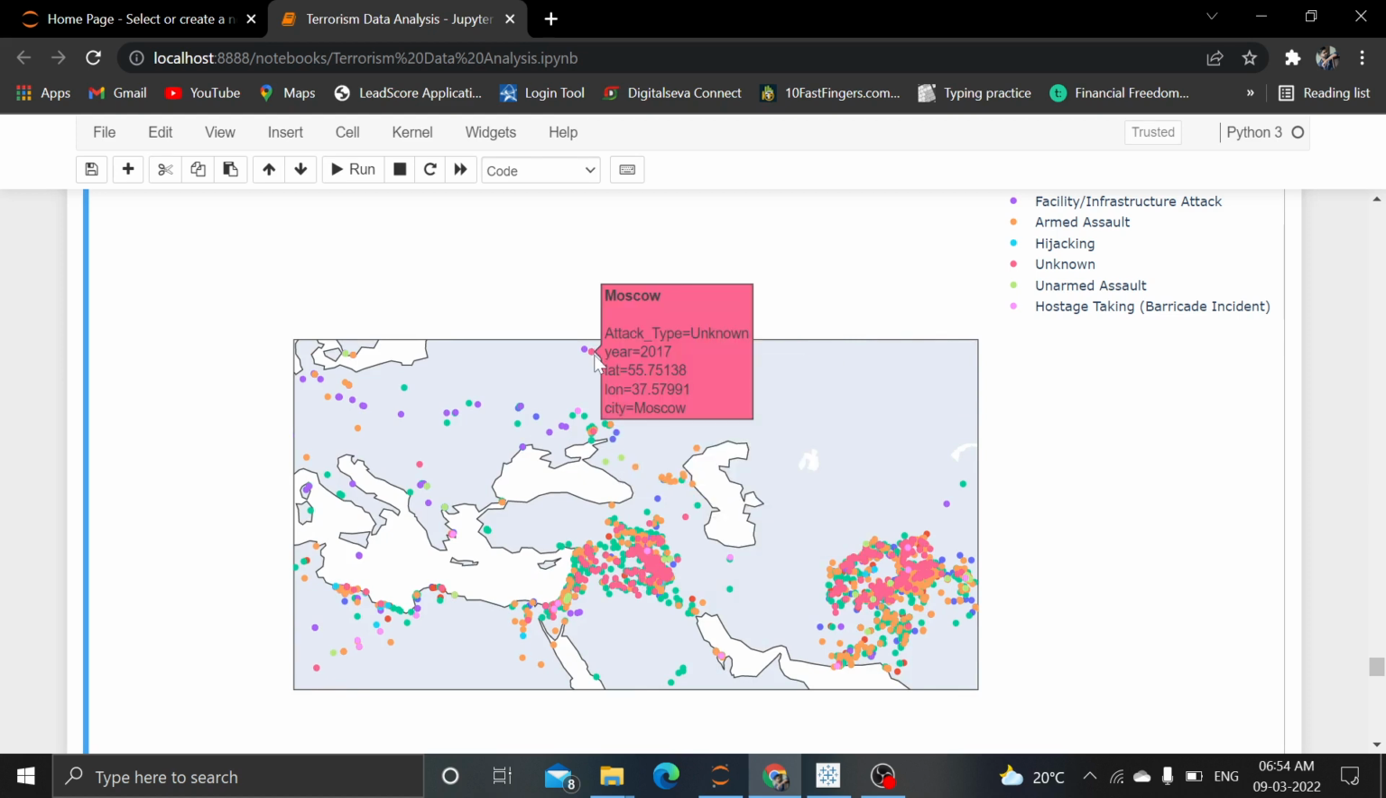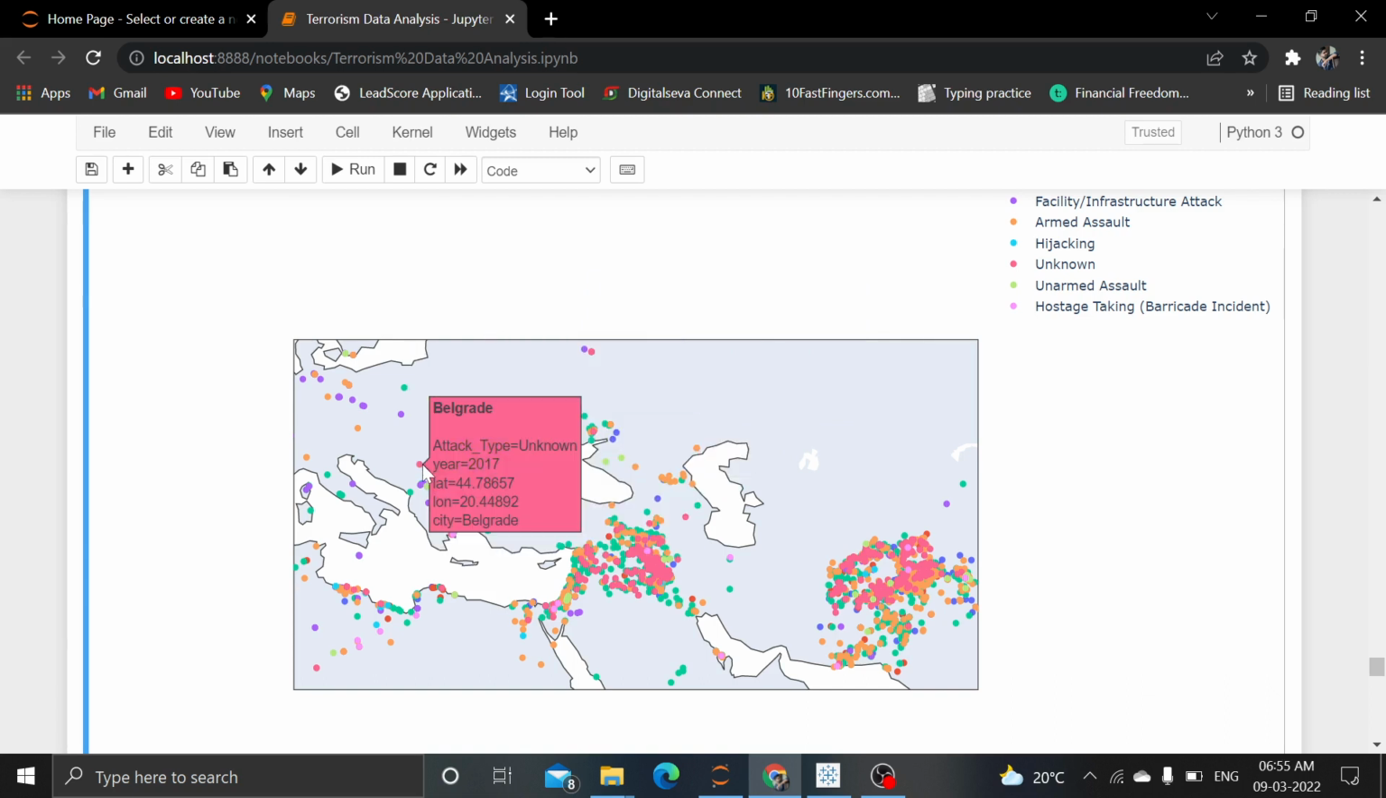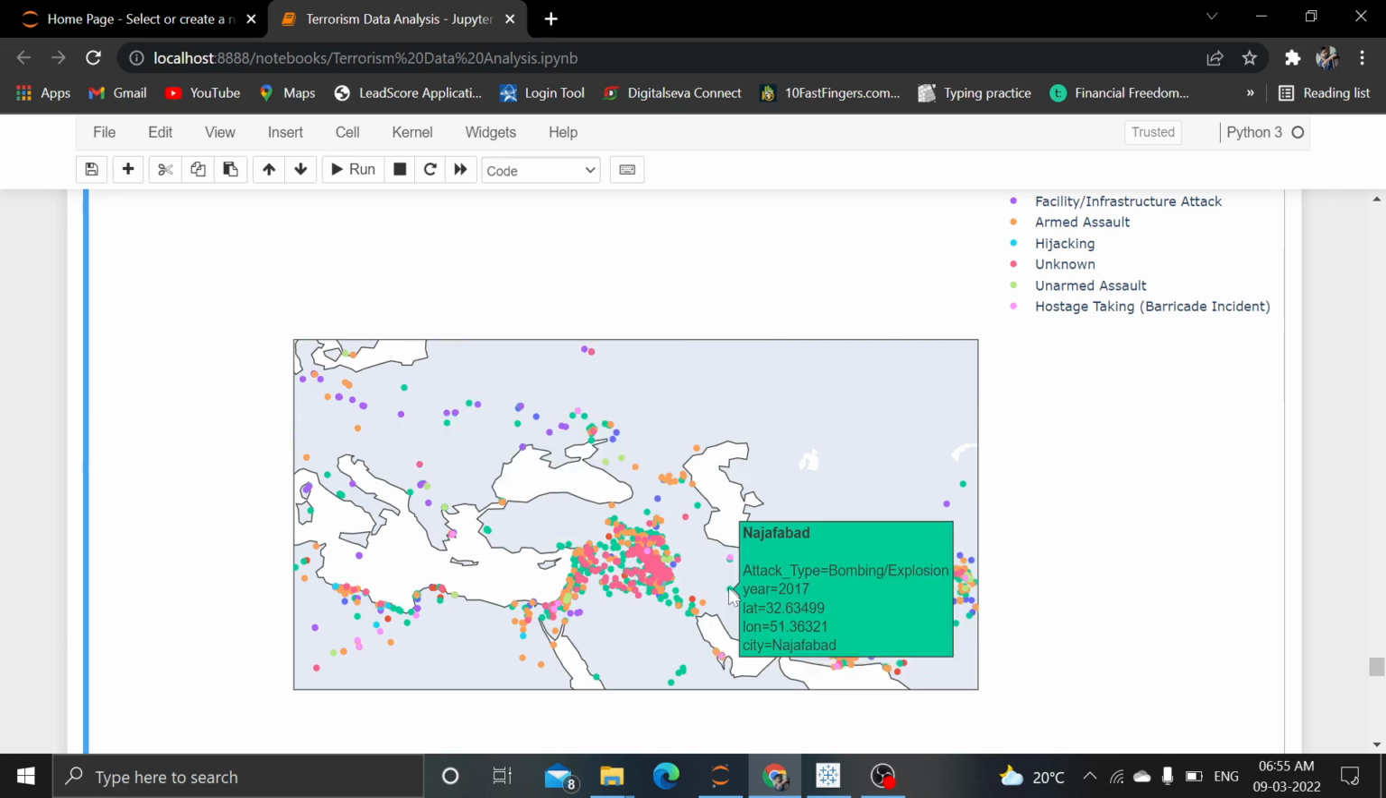We can see Moscow city, the attack type unknown. Okay, in the city of Warsaw, the attack type was bombing and explosion. Also in the city of Belgrade, facility and infrastructure attacks are there. And in Nasirabad, bombing and explosion were the attacks.